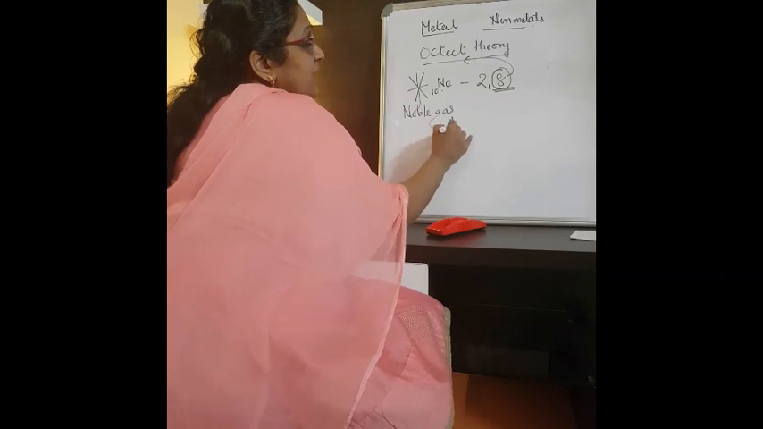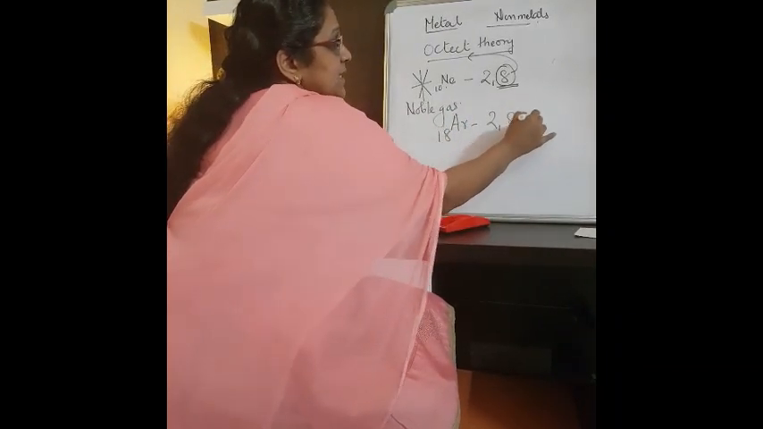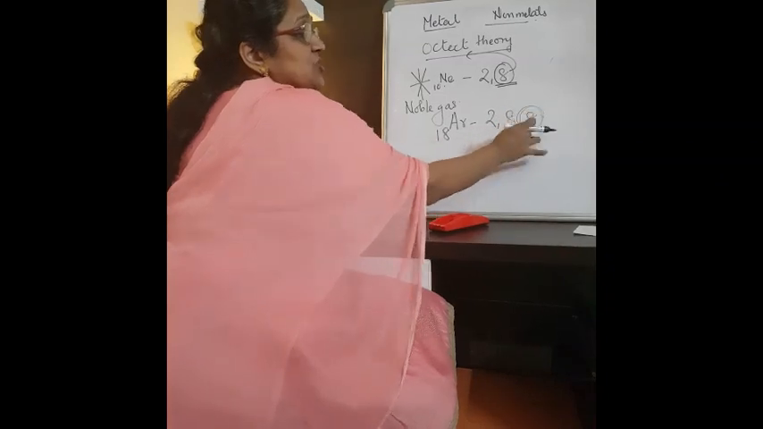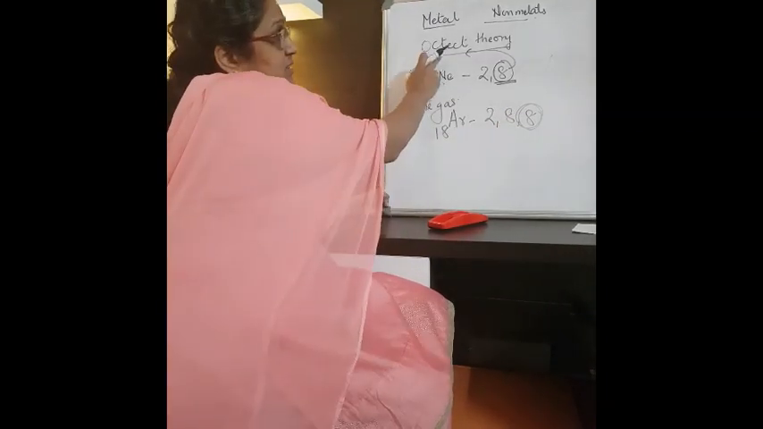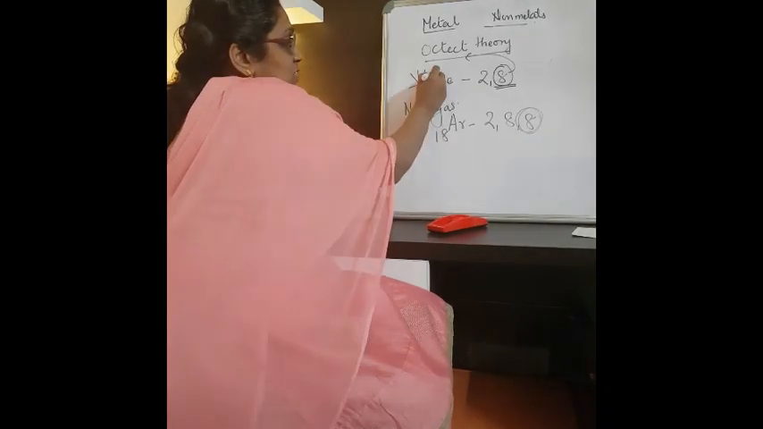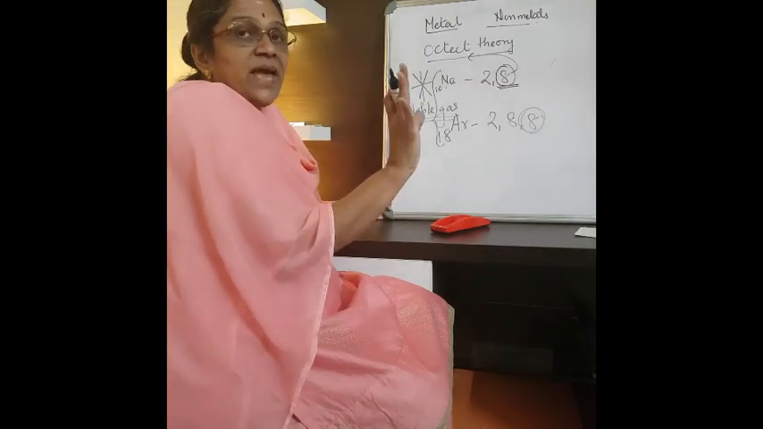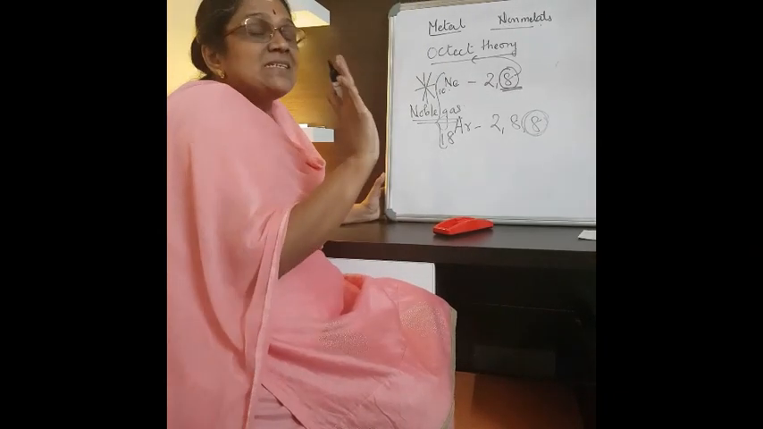For example, argon. Argon is 18: 2, 8, 8. See, the valence shell is 8, so the octet theory is valid there. Okay? So, these elements are all called noble gas elements or noble elements, because there is no reaction. It is stable. It has 8 electrons in its octet.